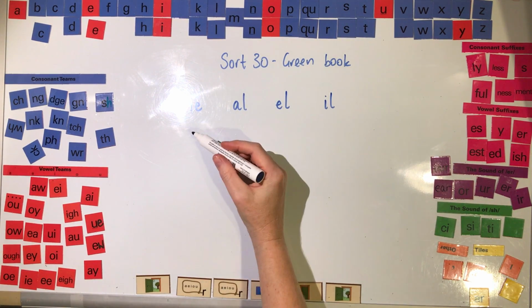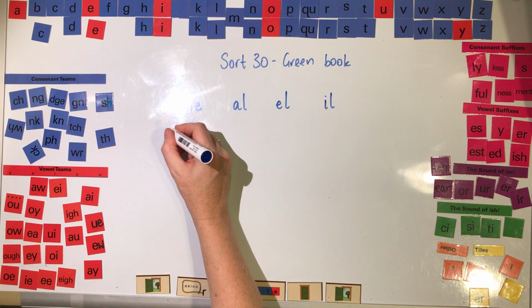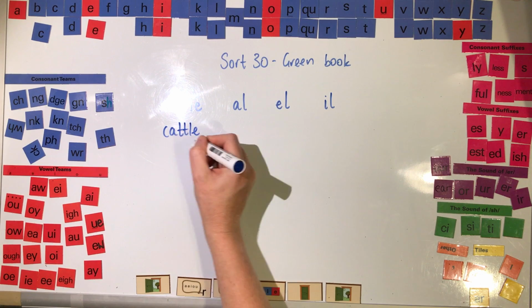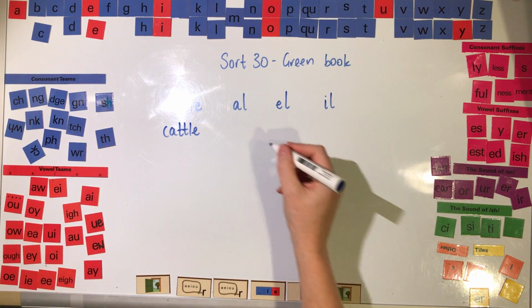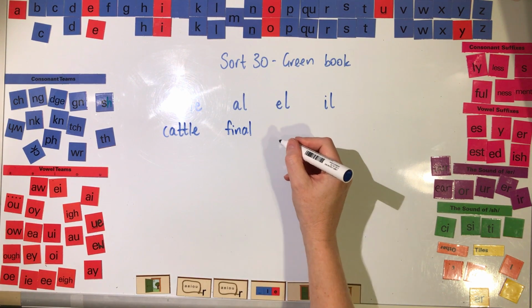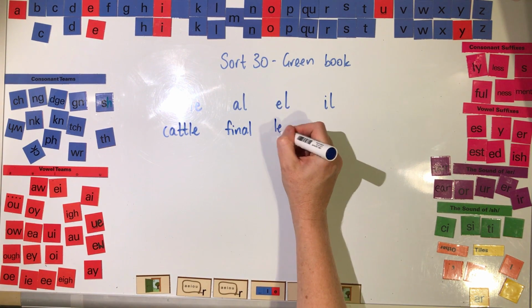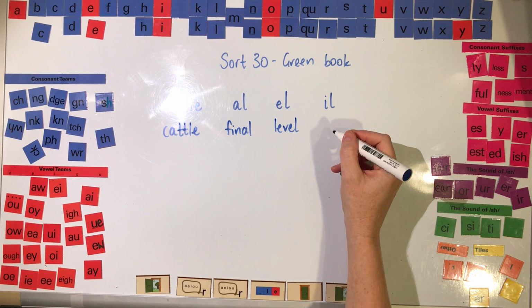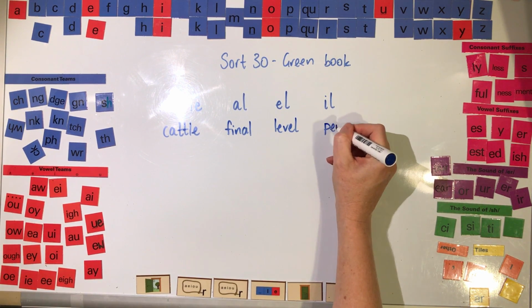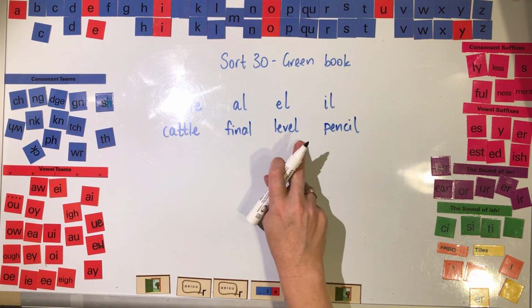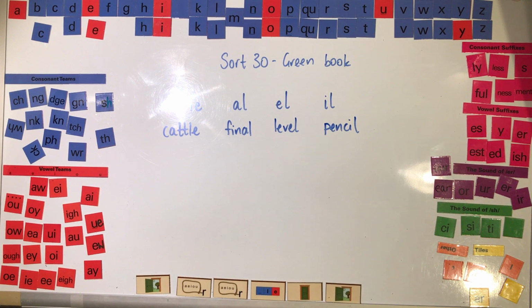So, I'll give you an example. Cattle, which is another word for cows. Cat-ul. We've got final. We've got level. And we've got pencil. Cattle, final, level, pencil. So they all make exactly the same sound.